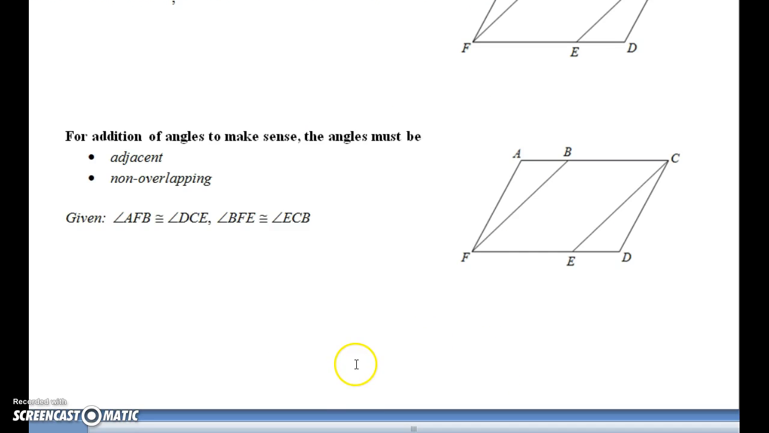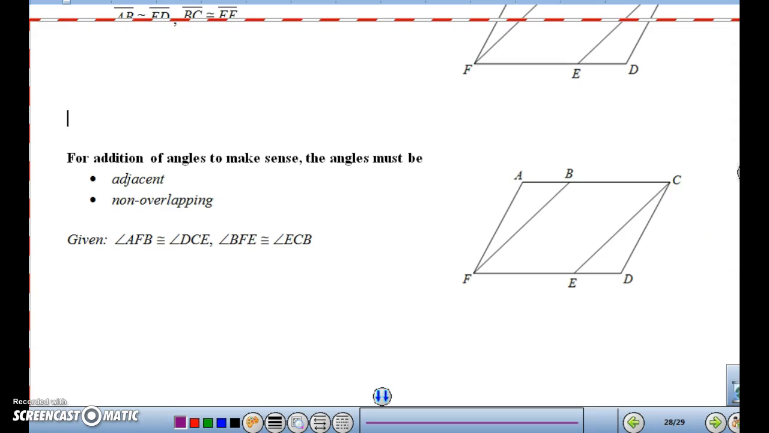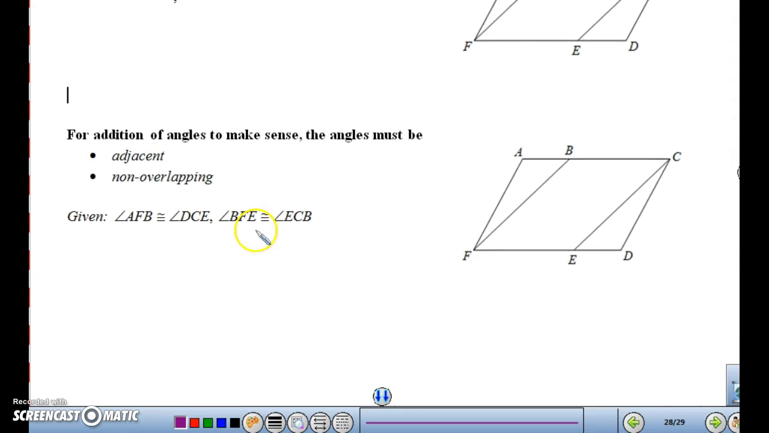Now let's see how addition applies to angles. Now remember, for addition of angles to make sense, the angles must be adjacent and they must be non-overlapping. They must be next to each other, but they can't overlap at all. So let's take a look at the angles that we have for this problem that we know are equal. AFB, which is this angle right here, is congruent to DCE, this angle right there. Those two angles are congruent.